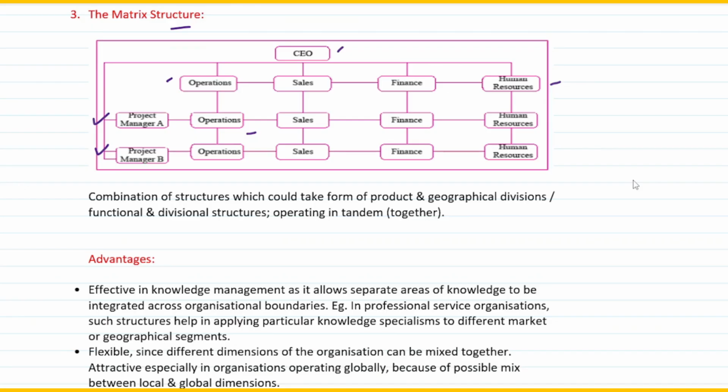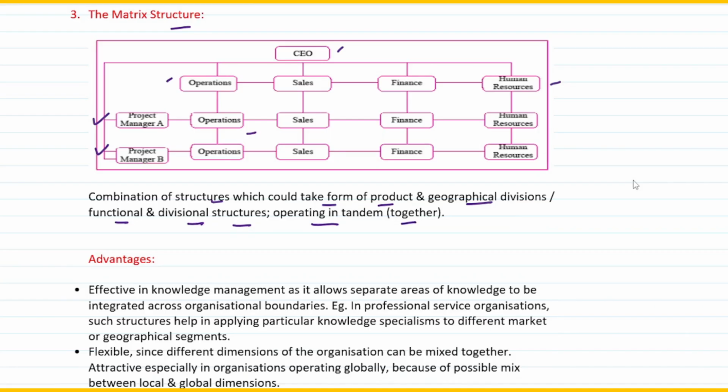Combination of structures which could take form of product or geographical divisions. So the divisions can be either in the way of the product division or the geographical division. It can be functional and divisional structures. So it's a culmination of both the functional and multi-divisional, which I have already discussed. They basically operate in tandem. Tandem means either together or working simultaneously. So that's what matrix structure is all about.